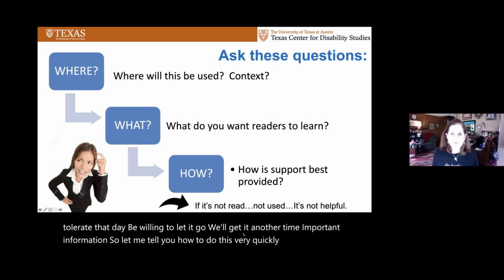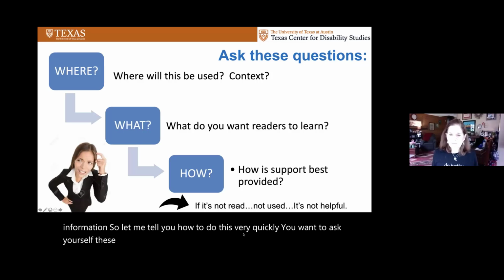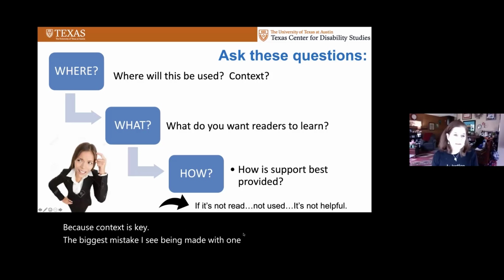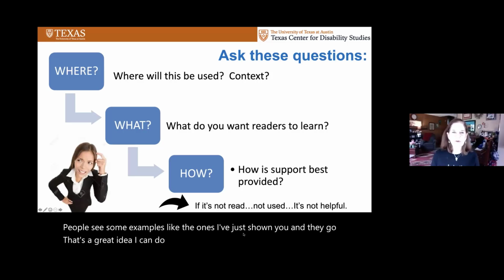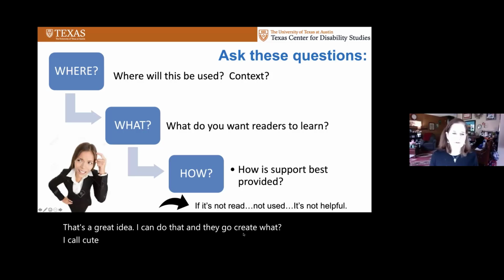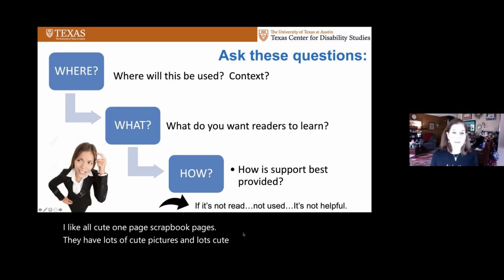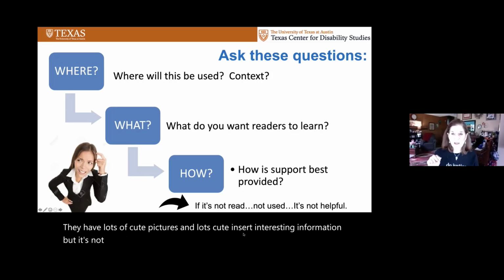So let me tell you how to do this very quickly. You want to ask yourself these questions. Where is this one-page profile going to be used? Because context is key. The biggest mistake I see being made with one-page profiles is where people see some examples like the ones I've just shown you and they go, oh, that's a great idea, I can do that. And they go create what I call cute one-page scrapbook pages. They have lots of cute pictures and lots of cute, interesting information, but it's not specific to a specific place or situation, and therefore it's not helpful in that setting.